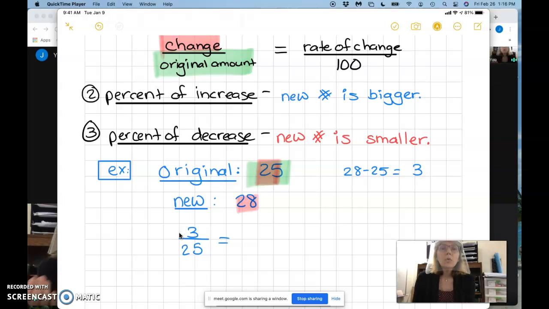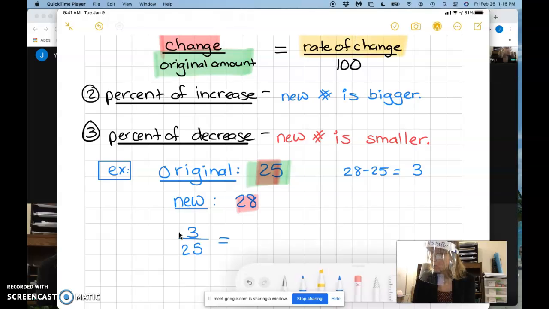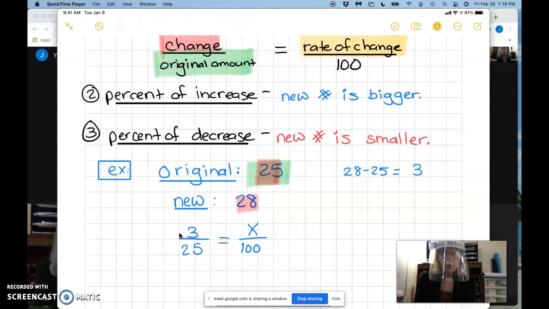And then I don't know the next thing. This is what I'm trying to find, so I'm going to use just x for that, because they're asking me to find the percent of change. And then always, always, always 100 goes on the bottom. Okay? Now, since we just had that awesome section on solving proportions, how do you think we're going to solve this equation?